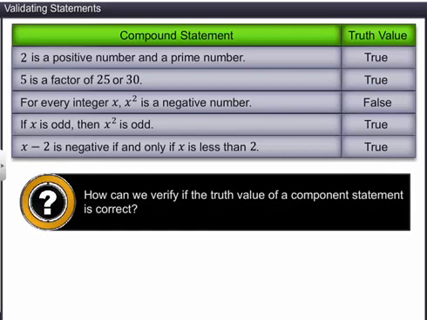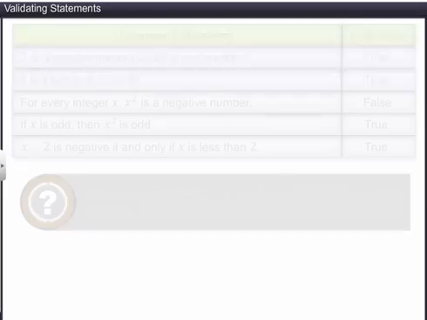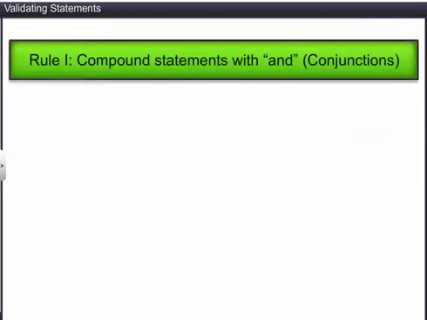The answer to this question depends on the connective words, quantifiers, and implications involved in the compound statement. To validate such statements, we follow certain rules. Let's discuss the first rule. The first rule is used to validate compound statements with the connective word "and", or conjunctions.